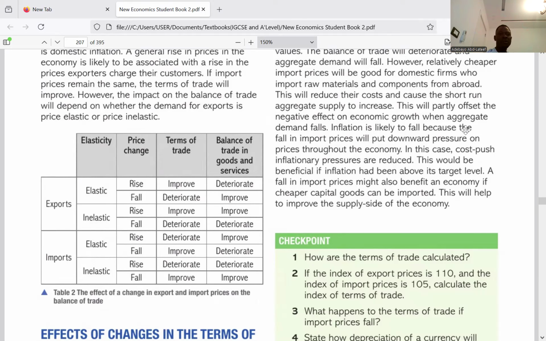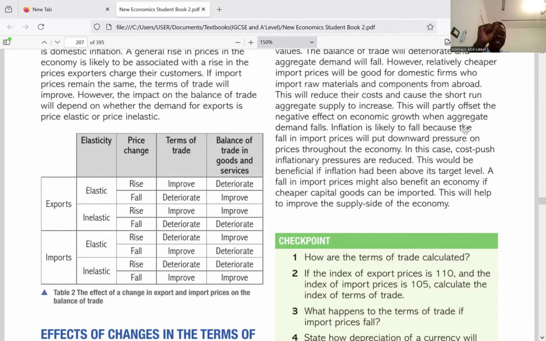If the demand for export is elastic, a fall in price will deteriorate the terms of trade, but will improve the balance of trade. How does that happen? Because a fall in price means the terms of trade value reduces. But if it reduces, the balance of trade would improve because the amount people will start spending will be less than what they used to spend.